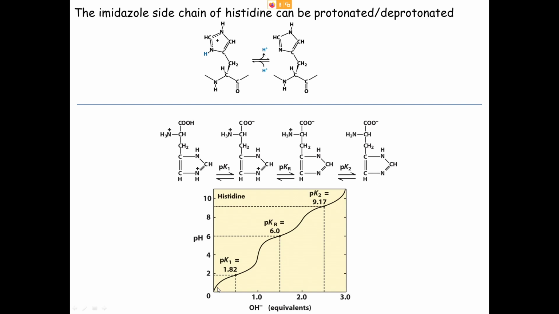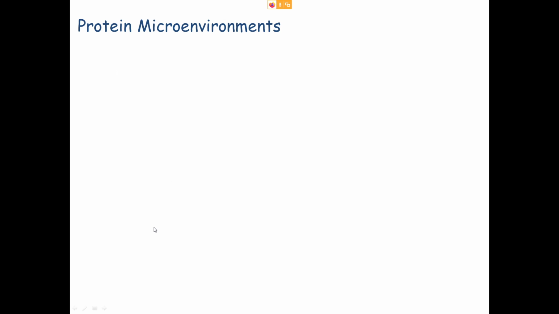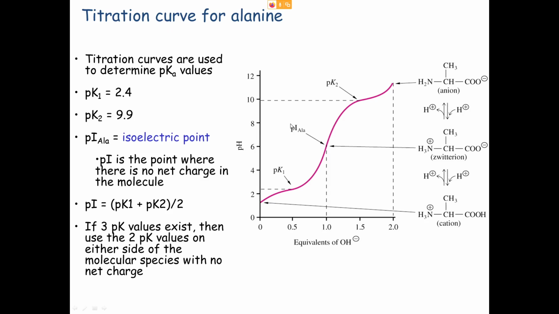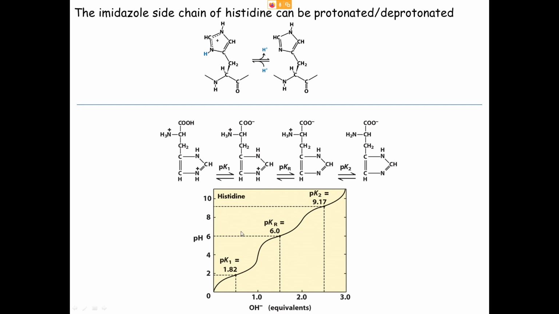And you see that we have those 3 plateaus as we go up this titration curve. Okay? Well, now I have a problem. If we look back at the last one, our PI was the average of 2 pKa's. It was right between the 2. So what do we do now? We have 3 pKa's. How do we find the PI? Do we average all 3? How do I solve this problem?